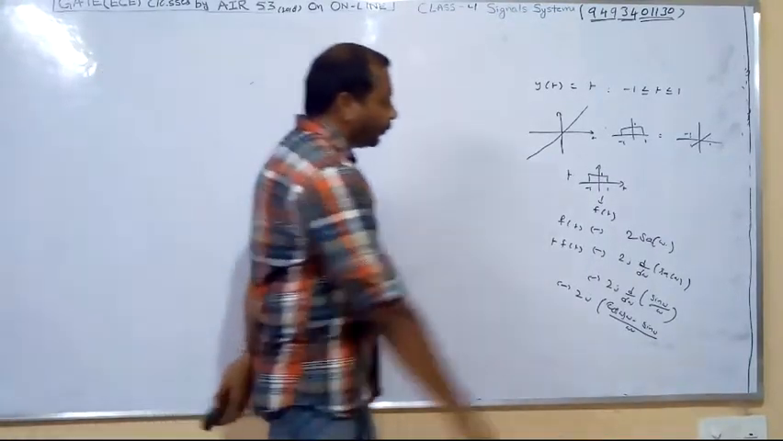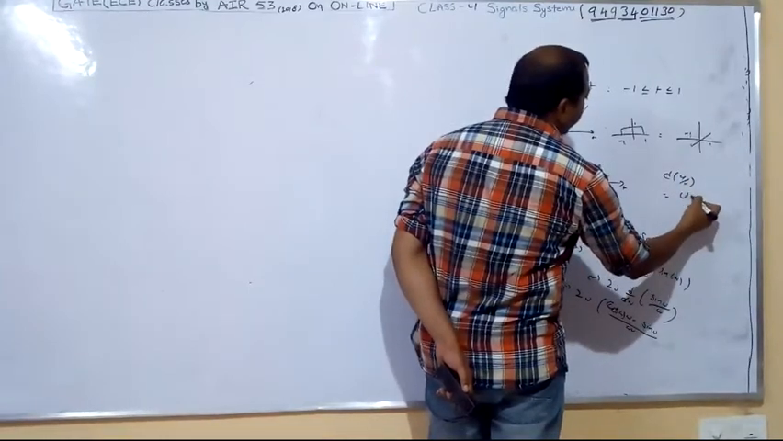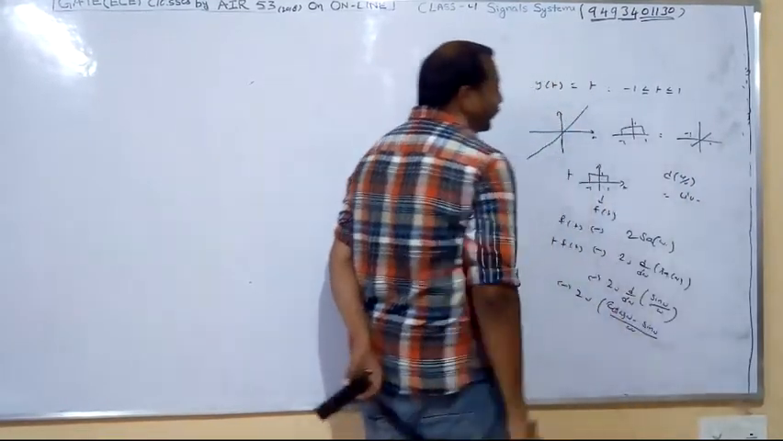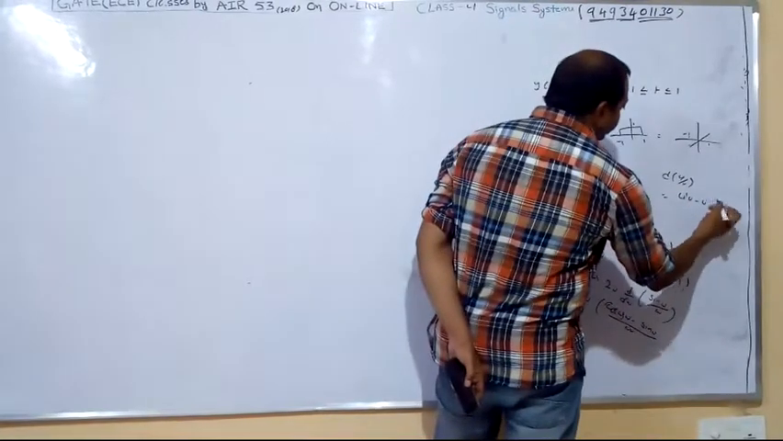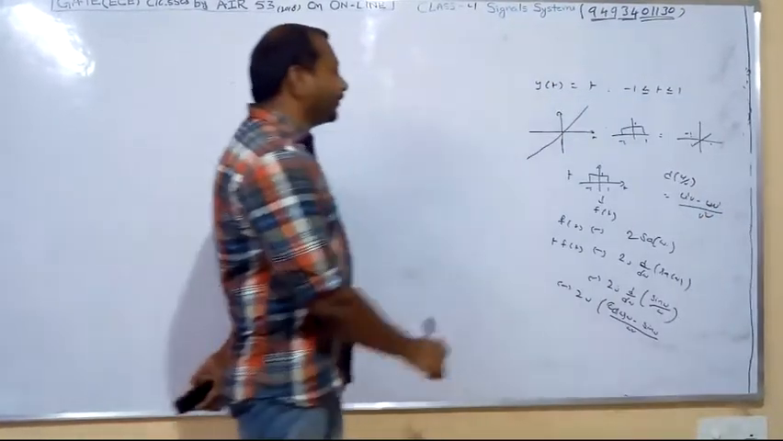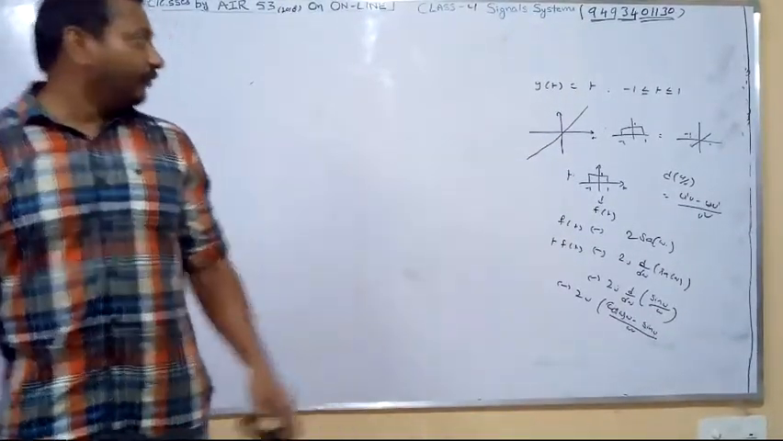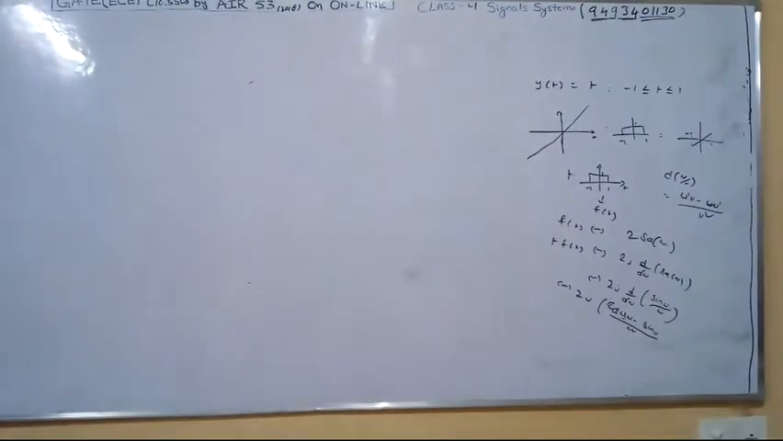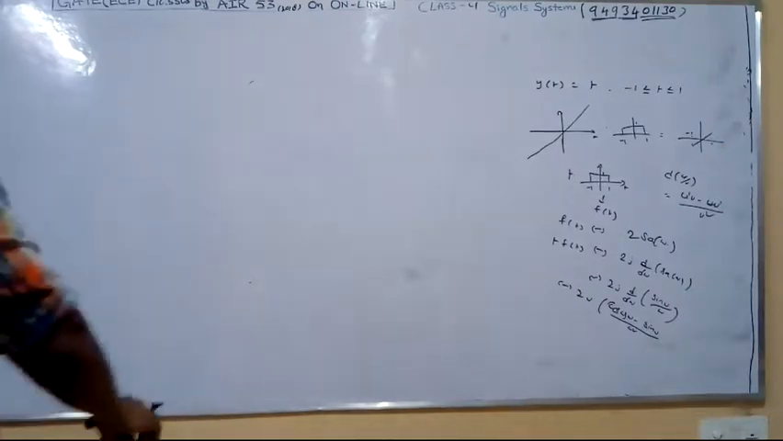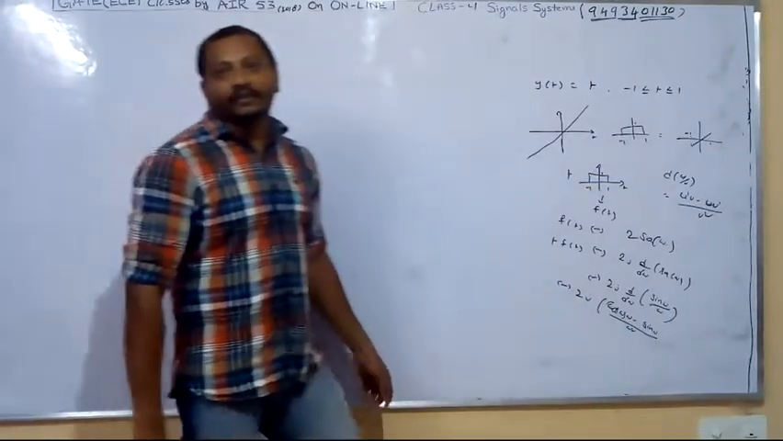This is simple: the U by V derivation. The derivative of U by V is equal to U dash into V minus U into V dash, divided by V square. That's it, that formula only. So if the signal is given like this, whenever the existence of the signal is in particular limits, always try to think of a rectangular pulse of unit amplitude which exists in the given limits.